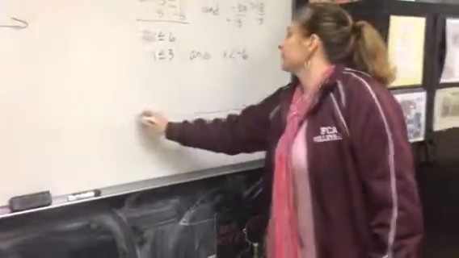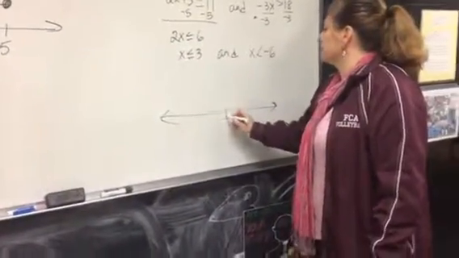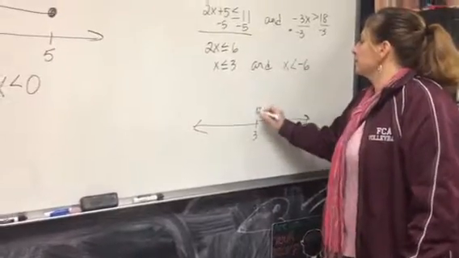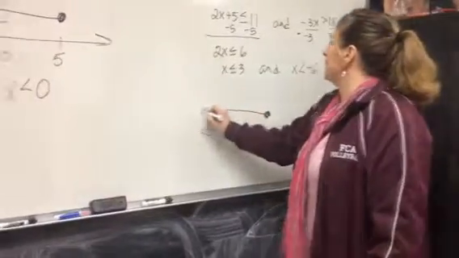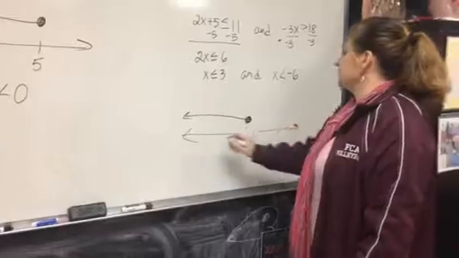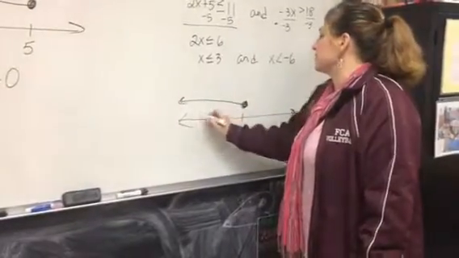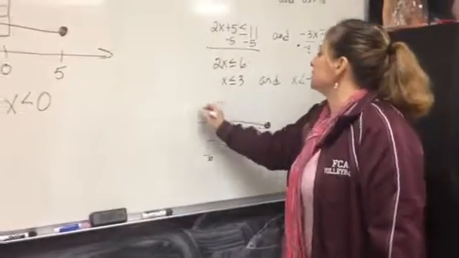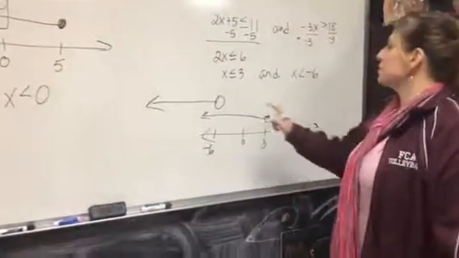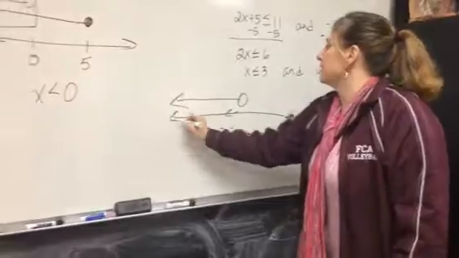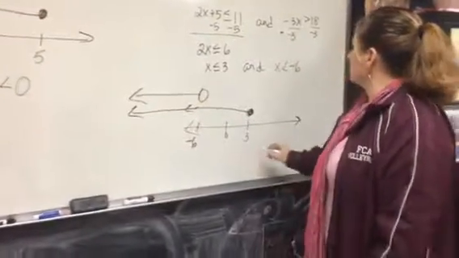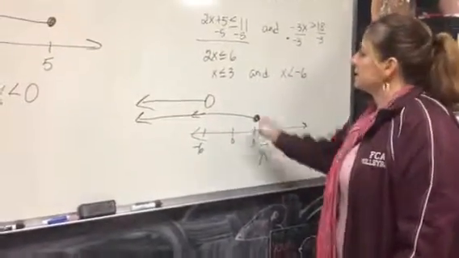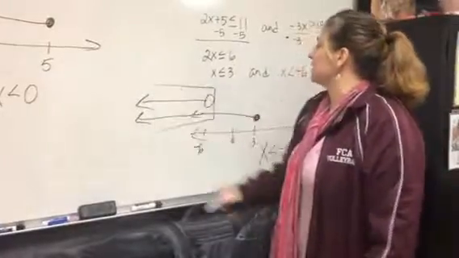x is less than or equal to 3, so here's 3. I'm going to close in my circle and go that way. x is less than -6. So here's 0. -6 is down here somewhere. x is less than -6. I have to go that way. So the answer to this one, if that keeps going, is going to be x is less than -6. That's where the two graphs cross over right there.